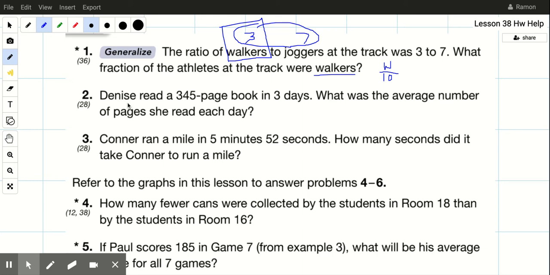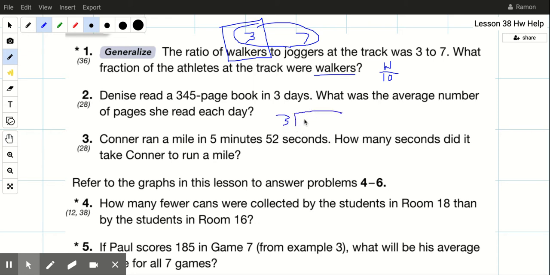Number 2, Denise read a 345-page book in 3 days. What was the average number of pages she read each day? In this instance, we're already given the total amount, the sum of everything that she did over the period of time in which she did it. We don't have to add up 100 pages on Thursday, 200 on Friday, 45 on Saturday. We're given the total, so all that's left to do is divide. We can use long division.